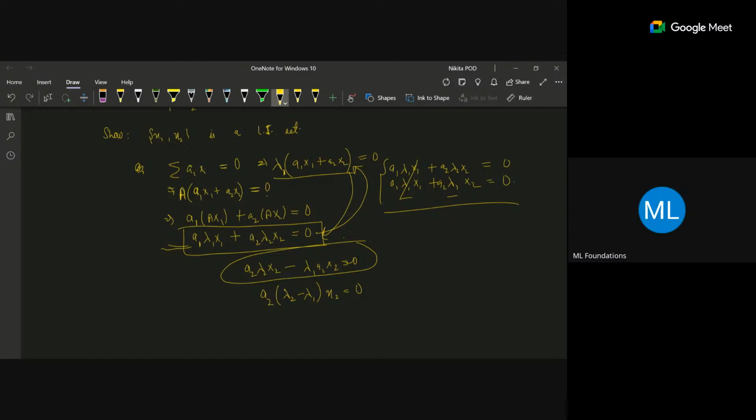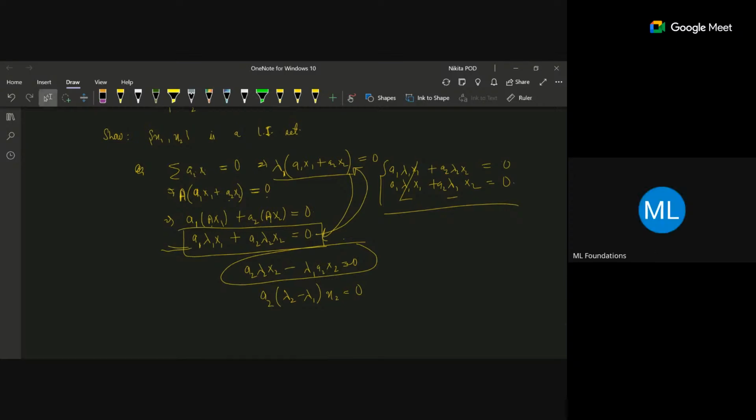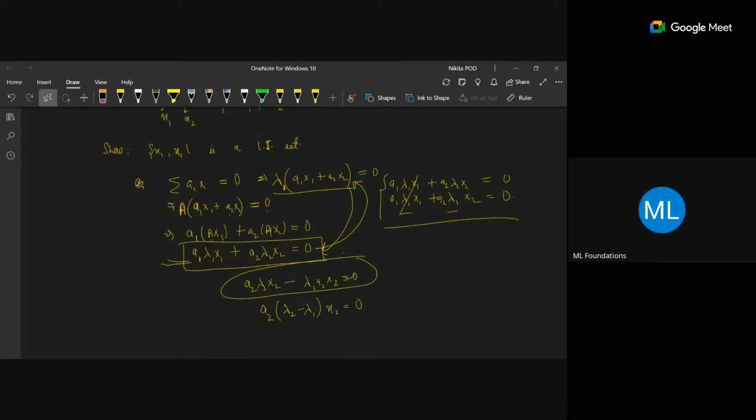Now you see that this a1 and a2 are just constants. They are constant, so I can pull a1 out, and I will get a1 times Ax1 plus a2 times Ax2. Correct? And lambda 1 and lambda 2 are different, yes. Lambda 1, lambda 2 are the eigenvalues of A.